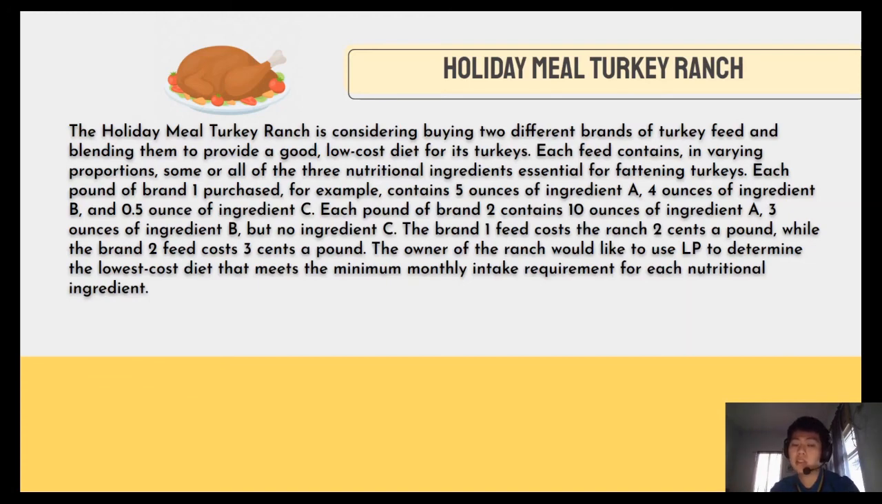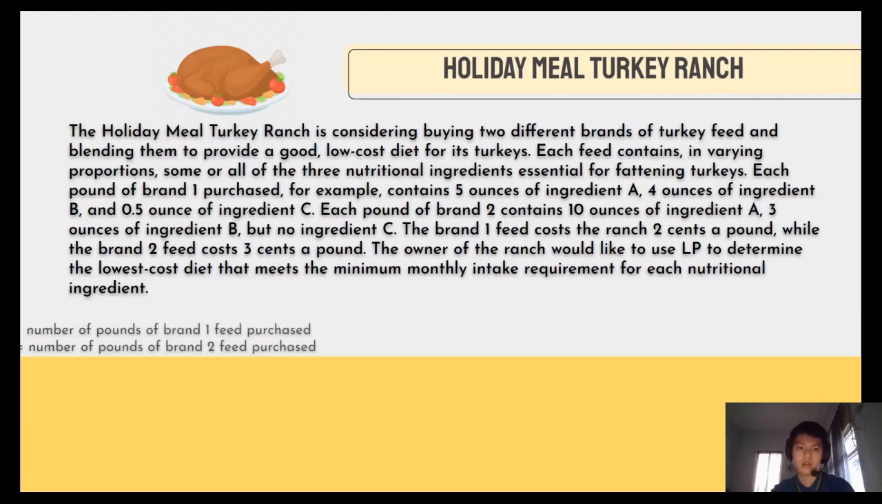Each pound of brand 2 contains 10 ounces of ingredient A, 3 ounces of ingredient B, but no ingredient C. The brand 1 feed costs the ranch 2 cents a pound, while the brand 2 feed costs 3 cents a pound. The owner of the ranch would like to use linear programming to determine the lowest cost diet that meets the minimum monthly intake requirements for each nutritional ingredient.